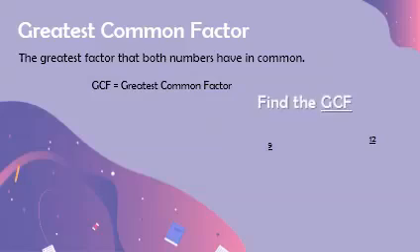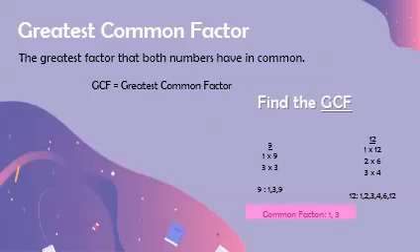Let us find the GCF of 9 and 12. 1 times 9, 3 times 3. Double means done. So the factors of 9 are 1, 3, 9. What are the factors of 12? 1 times 12, 2 times 6, 3 times 4, and we are done. So 1, 2, 3, 4, 6, and 12. Now what are the common factors or common divisors? The common factors are 1 and 3, but the greatest common factor is 3.